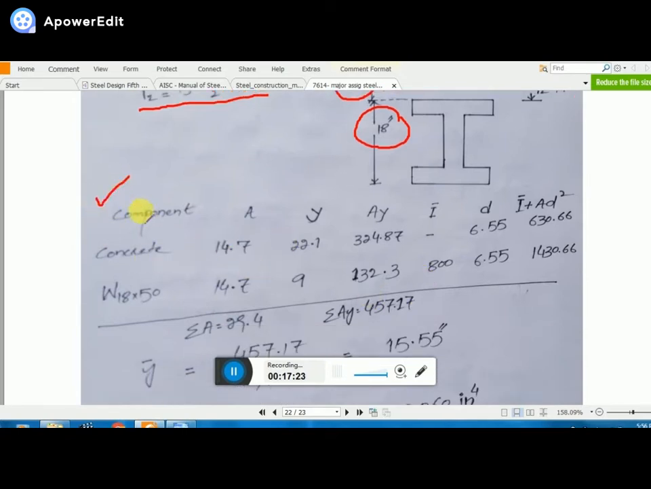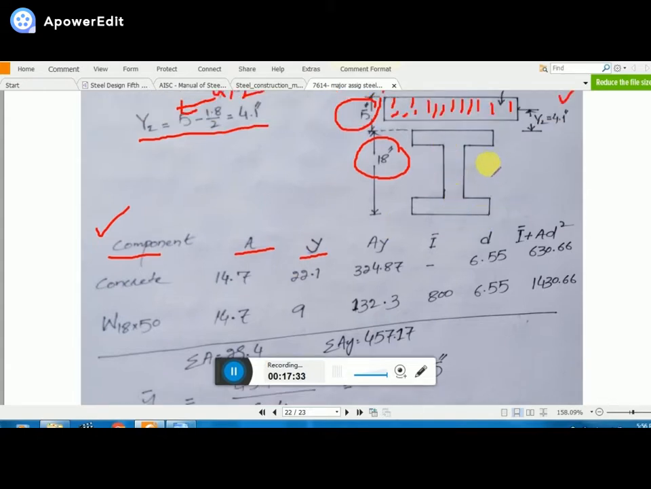Clear? You see components, you see total areas, you see the distances of each part. Okay, because we have steel, we have concrete. So this y is, you can say, the location of the steel centroidal center from the bottom. And similarly for concrete, we will determine how much its centroidal distance is from the bottom of the steel plant.